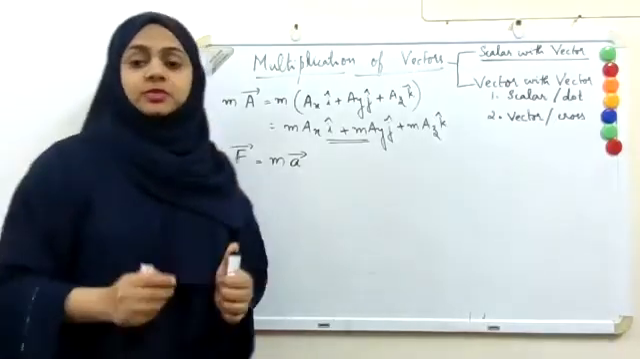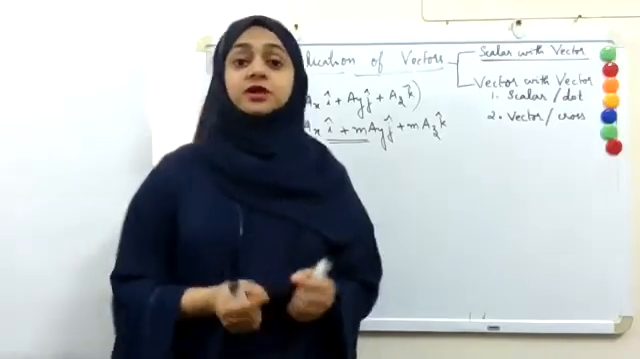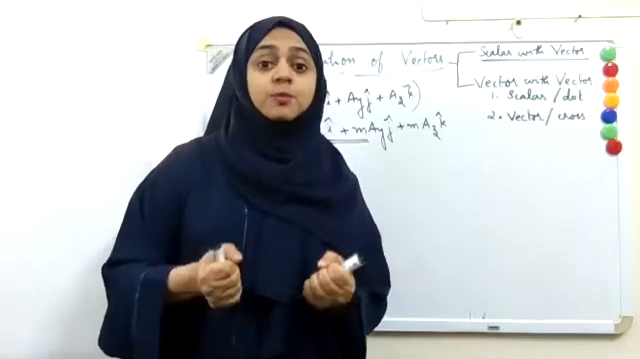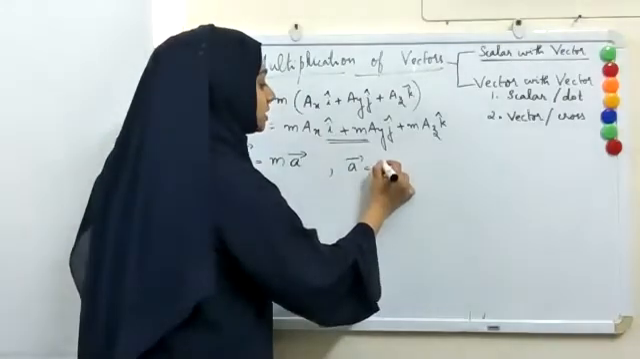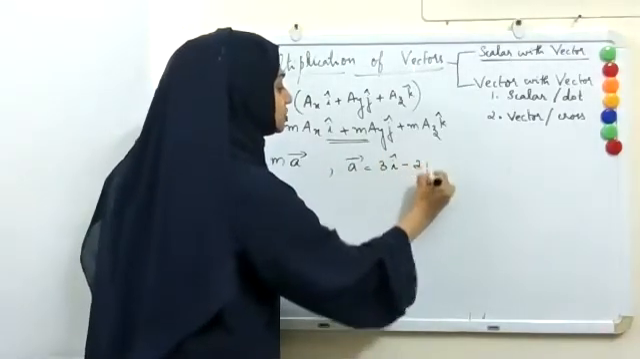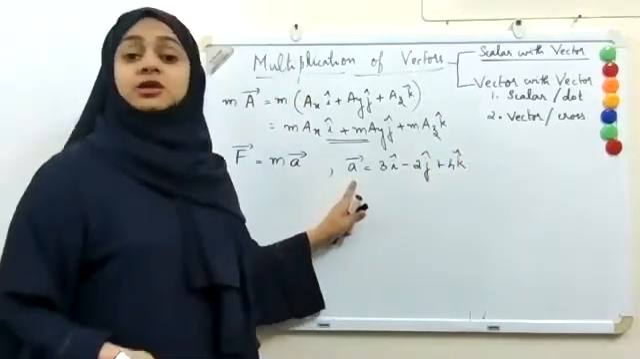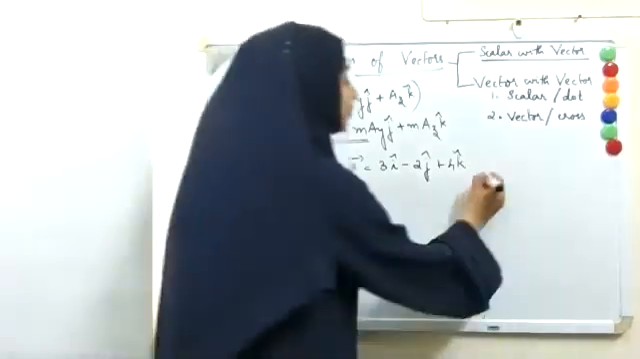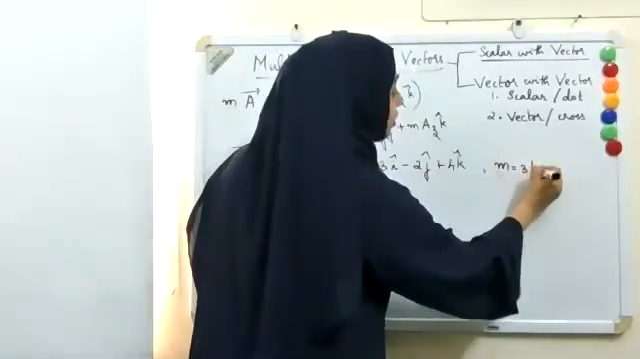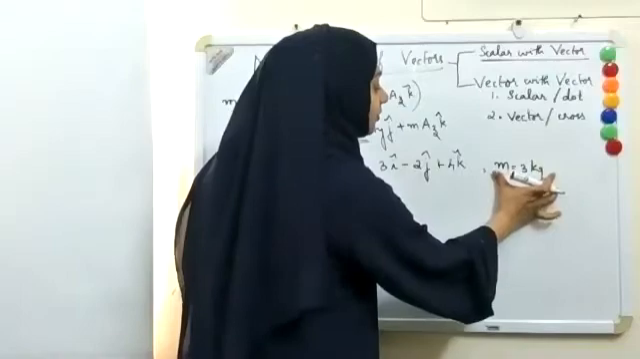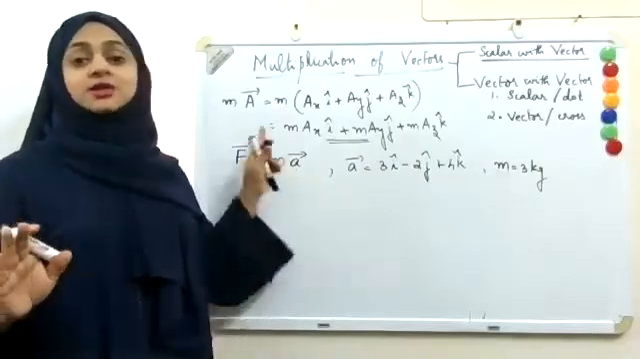For example, if you are asked a word problem, where you are asked to find the force required to bring about an acceleration of A is equal to, suppose, 3i minus 2j plus 4k on a mass of 3 kilograms. So what is the force required to bring about an acceleration of this much on a mass which is 3 kilograms? If you are asked like this, you can directly use this method.